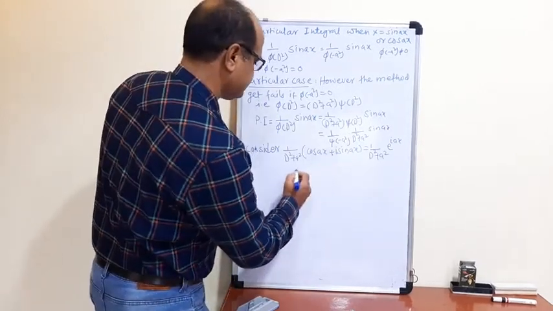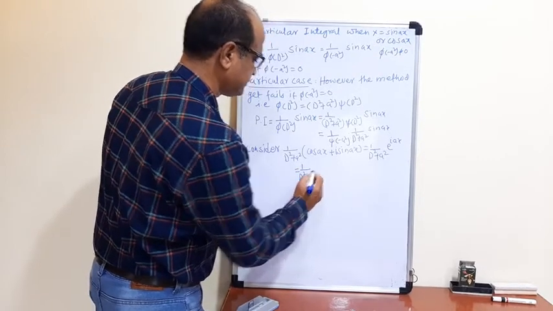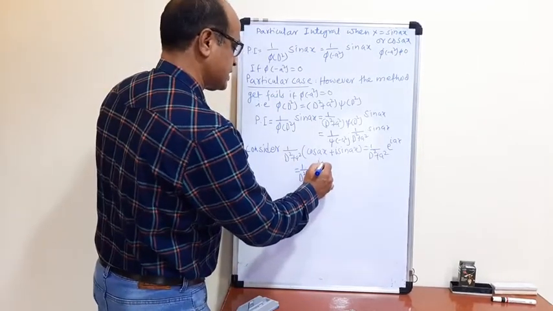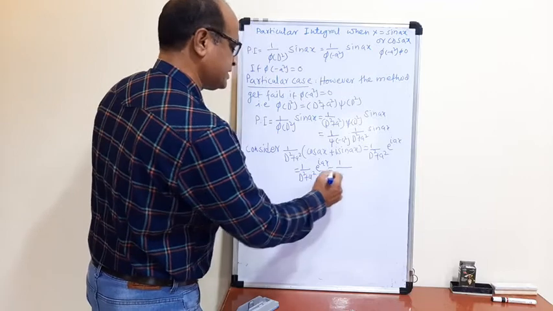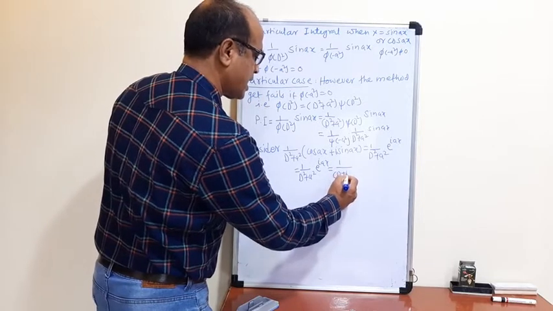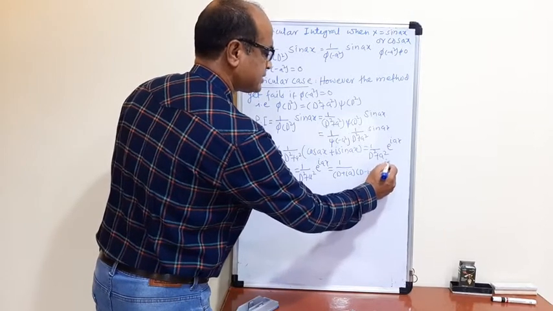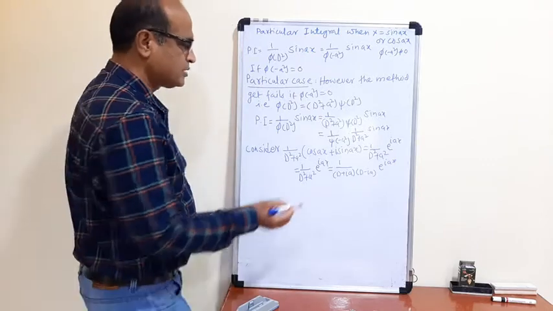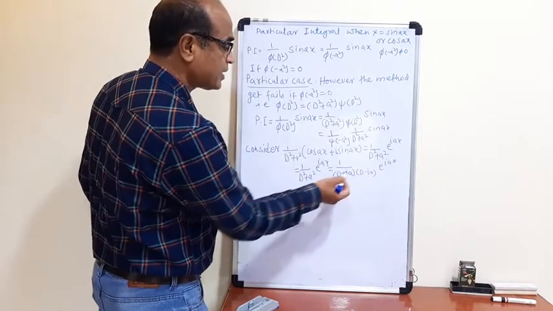So now this is equal to 1 upon D square plus a square, e raised to ix. What is D square plus a square? We factorize it: it is D plus ia into D minus ia, into e raised to ix. This is a plus b into a minus b, which is a square minus b square. So this is D square minus i square a square.